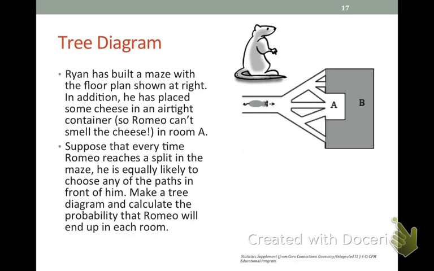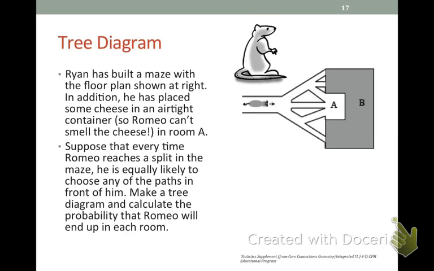Okay, here's another one. We got a mouse. There's a maze, and the mouse needs to get into either room A or room B. And the deal is that every time Romeo, that's the name of the mouse, reaches a split in the maze, he is equally likely to choose any of the 3 paths in front of him, or 2 paths if there's 2. But whenever there's a split, he's going to equally choose between those. So it says make a tree diagram and calculate the probability that Romeo will end up in each room.